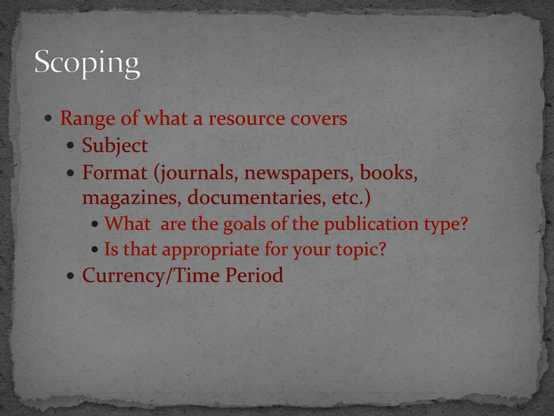So you're looking for things like subject, format. So these can be academic journal articles, newspapers, books, magazines, documentaries, any other type of source that would be specifically appropriate for your topic. So things to think about within format are what the goals of the publication type are. If you were citing something from Breitbart News, for example, you have to know that Breitbart News has a very specific goal in mind when they're publishing information. Same can be said with scholarly information as well. If you're using a scholarly article to just simply give you some really basic background information, that might not be so appropriate.